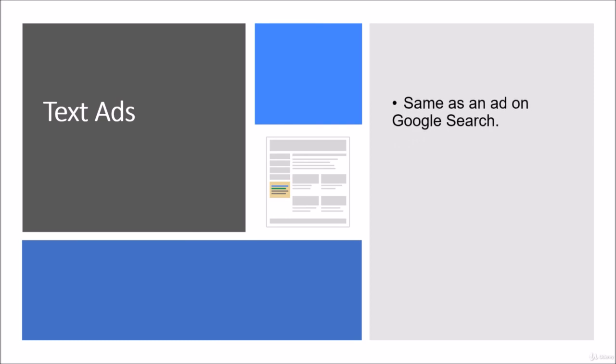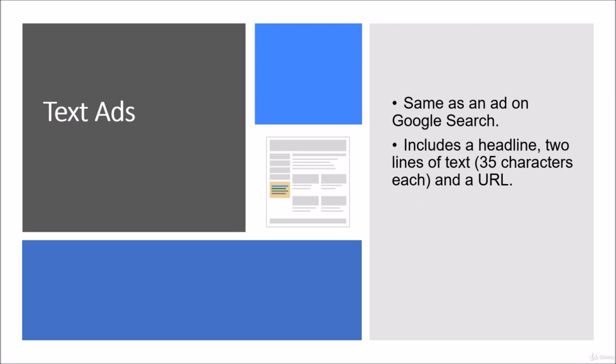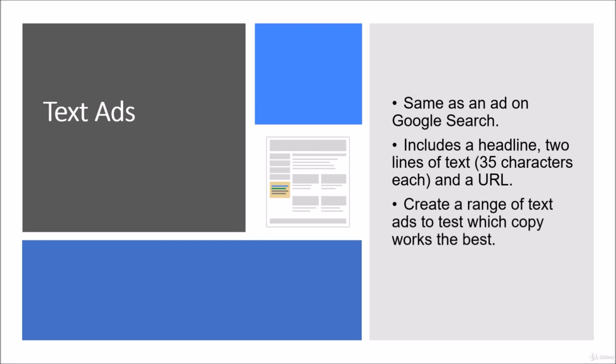Let's have a look at text ads. They're exactly the same as an ad on Google search. It includes a headline, 2 lines of text, which is 35 characters each, and a URL. You can create a range of text ads to test which copy works out best.